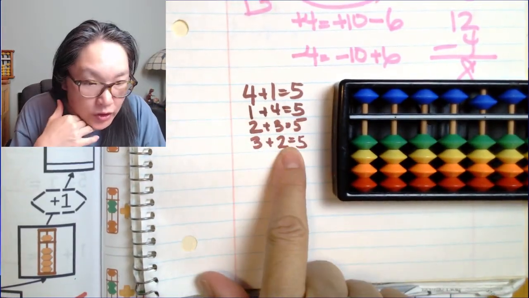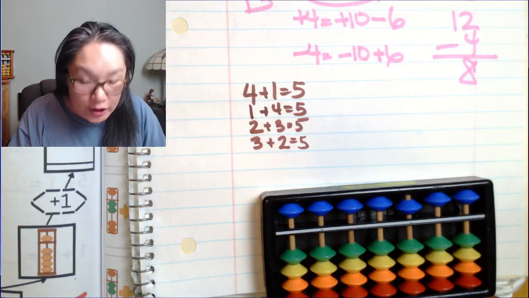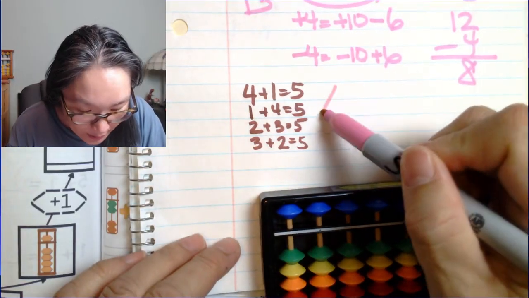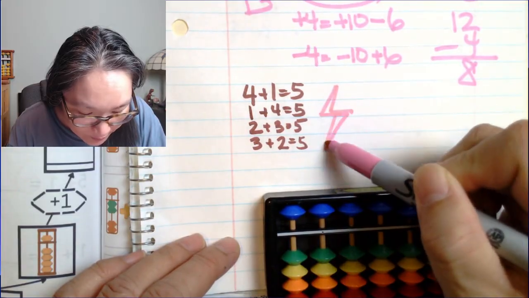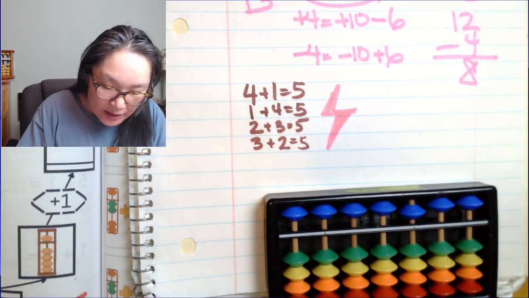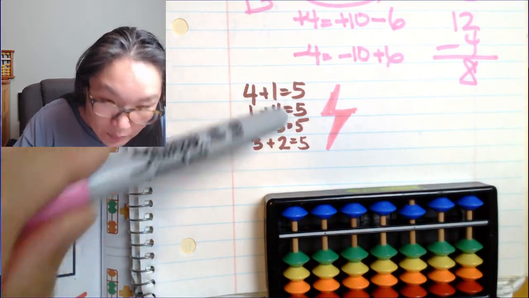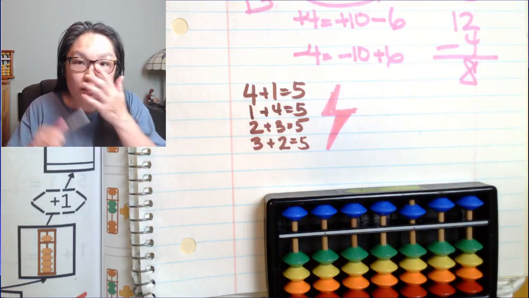Well, in school, we're doing this, right? But what happens is the abacus will actually supercharge it. And I'm getting better at putting in my lightning bolt. So what we're doing is supercharging it. Why? Because I don't want my numbers to be lazy bums. I want them to work for me.